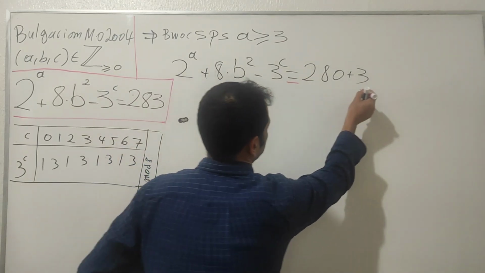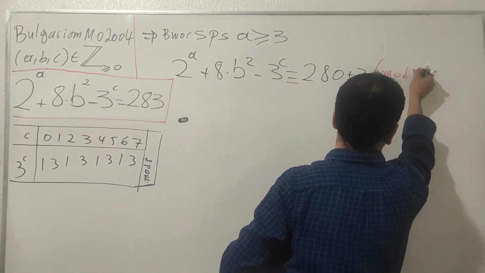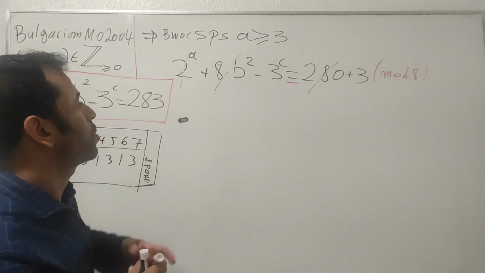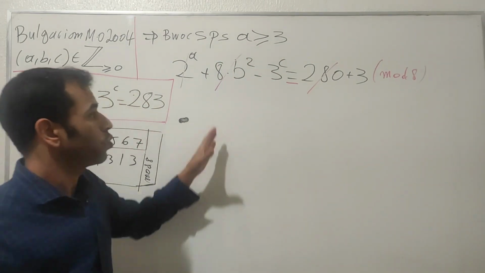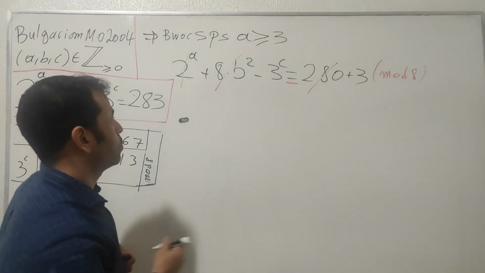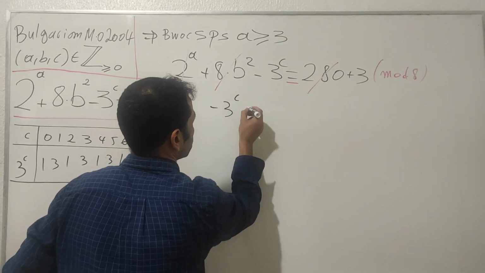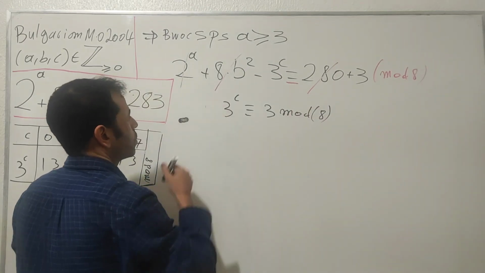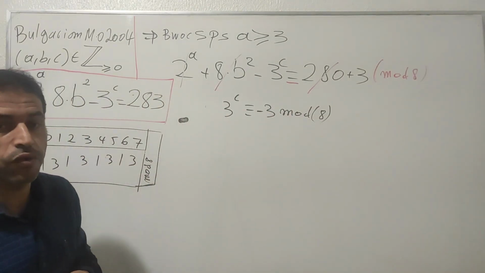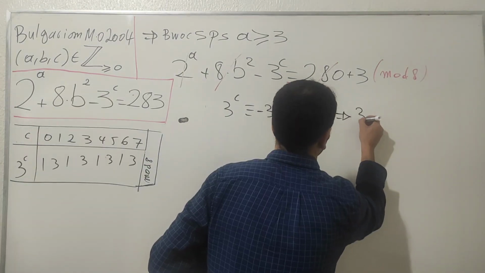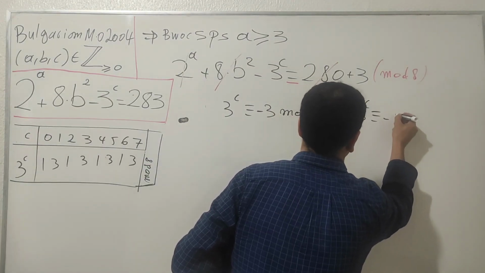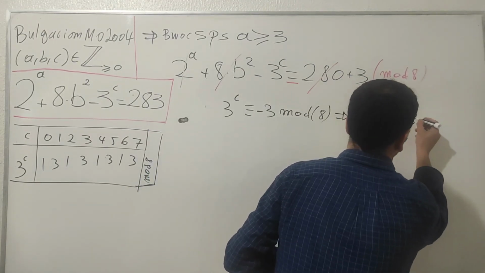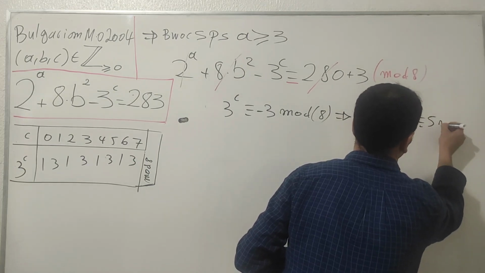If I reduce this mod 8, this one will be 0, this one will be 0, and this one will be 0 because I have assumed a is greater than or equal to 3. So I will be left with minus 3^c, which is congruent to 3 mod 8. Moving this minus sign over to the right of the congruence, I get 3^c is congruent to minus 3. I'm going to add number 8. This is congruent to 8 minus 3, which is 5. It is congruent to 5 mod 8.